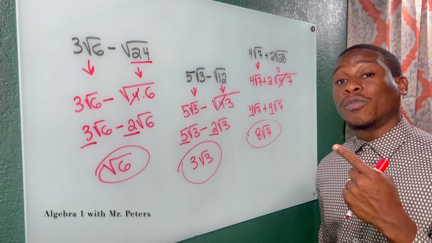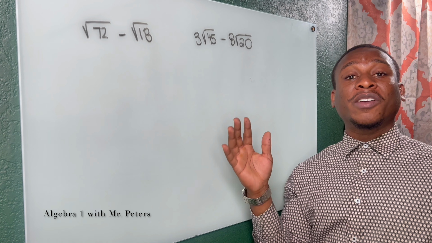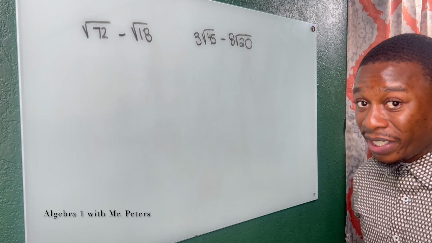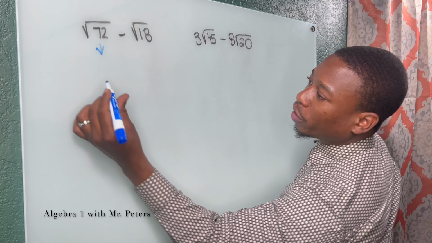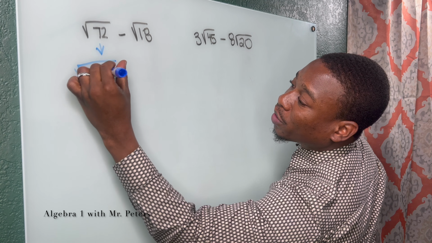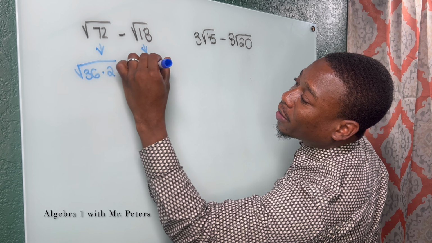And this is going to take us over to the last part of our video in scenario 3. Last scenario is when they give us radicals, and basically all the radicals have to be simplified before we can combine. So when I go here, we're going to turn 72 into 36 times 2, and 18 is going to turn into 9 times 2.